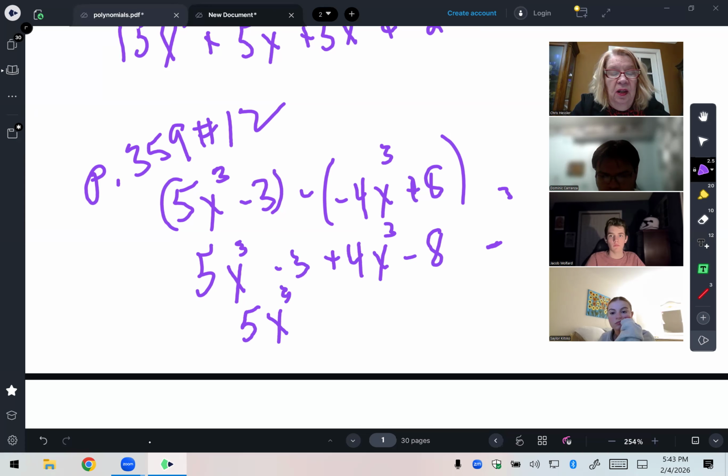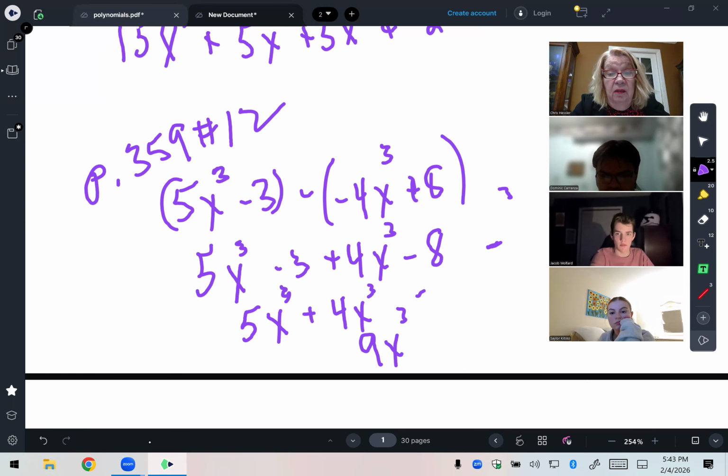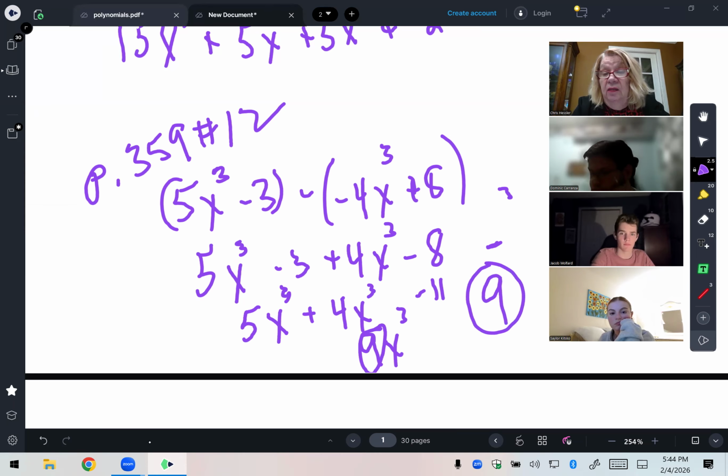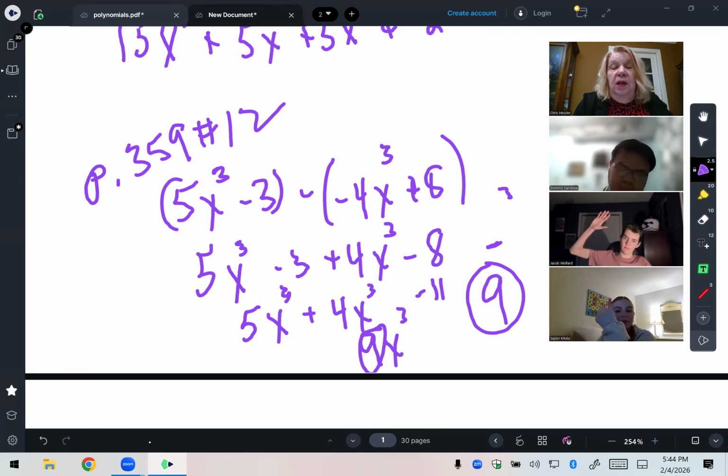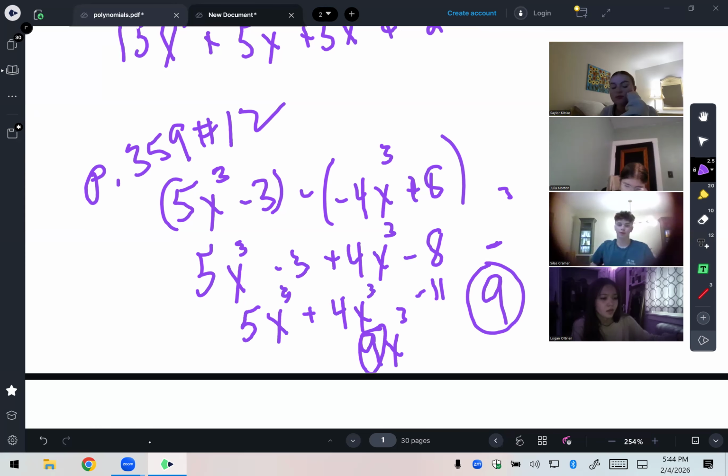So we can combine like terms. 5x cubed plus 4x cubed is 9x cubed. The constant would be negative 11, right? But we only need the 9. Did anybody get 9 from this group? Oh, good. So that's going to be an easy problem on test day. And let me go to the other group. Logan, you're good with that one? Silas is good. Julia and Sailor, good.